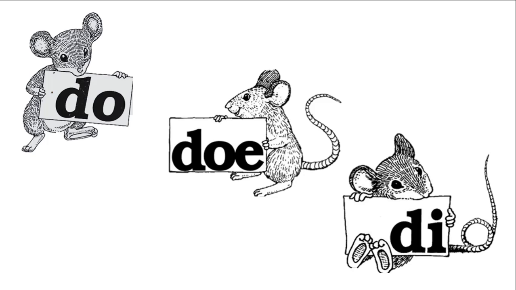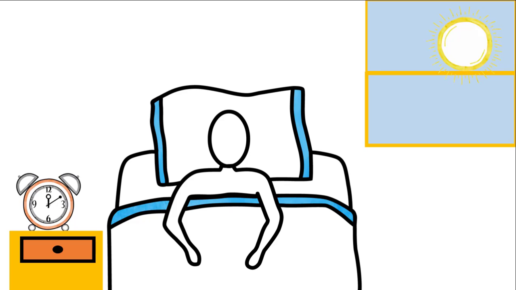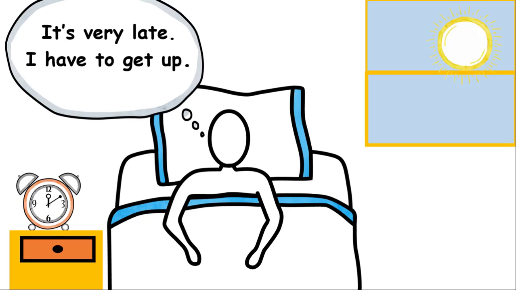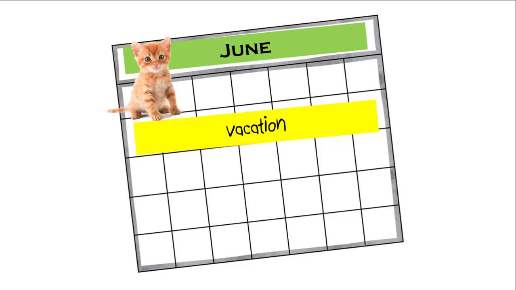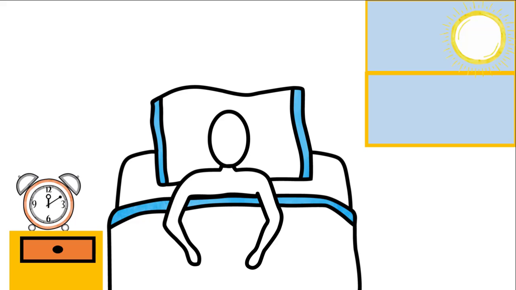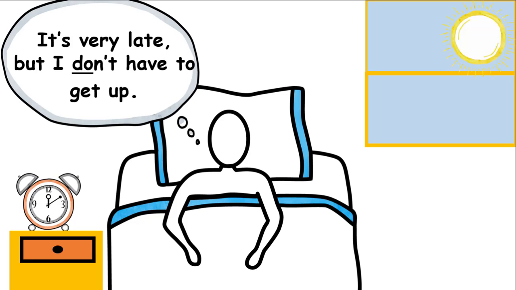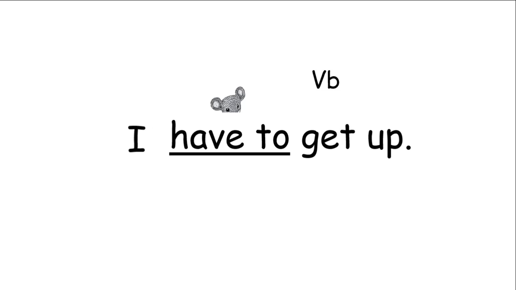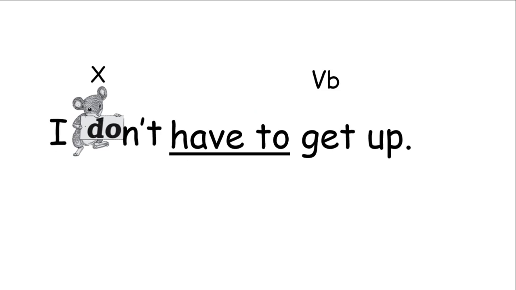Let's look at an example. It's after 12 o'clock and you are still in bed. You're thinking, it's very late, I have to get up. But maybe you're on vacation. It's after 12 o'clock and you are still in bed. You are thinking, it's very late, but I don't have to get up. Do is the hidden X word in have to.